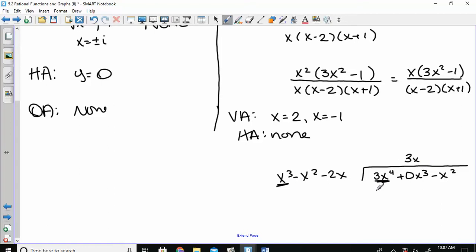Then we multiply. 3x times x cubed is 3x to the 4th. 3x times x squared is negative 3x cubed. 3x times negative 2x is negative 6x. I'm just taking my 3x and multiplying it by this. So I just distributed, and that's where I got these numbers.